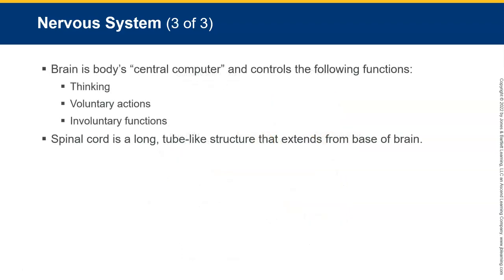So the brain is the body's central computer, controls some different functions. So thinking, voluntary actions, involuntary functions, that's a good thing that we talked about. So breathing and digestion and all of these kinds of things. The spinal cord's a long tube-like structure that extends from the base of the brain. Nerves branch out from the spinal cord to every part of the body.